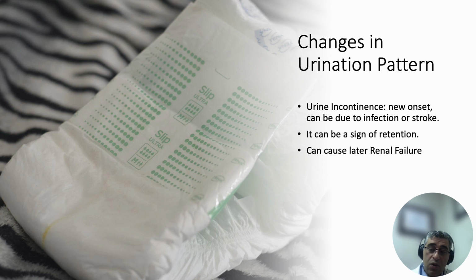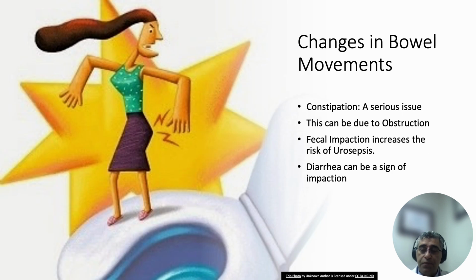And that's so important because if somebody has an obstruction and urine retention, that can cause post-renal failure, which means it can damage the kidney, it can be permanent damage to the kidney, and that needs to be addressed right away. That's why even change in the urine pattern detection is so important.